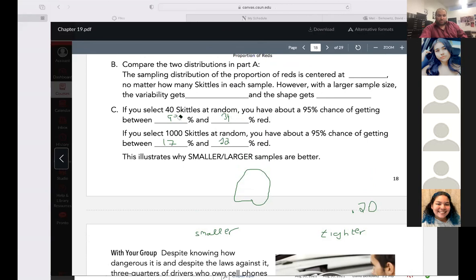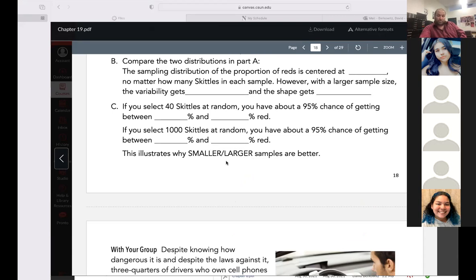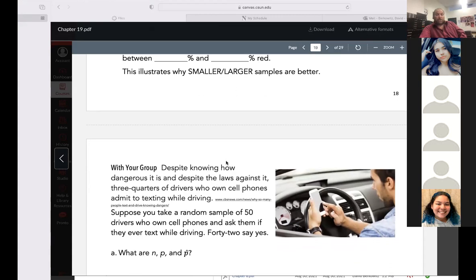That's the right stuff. So again, what do we see? We see that for the larger sample size, to get 95% of them, you don't go nearly as far. And this illustrates why, which one of these is better, smaller samples or bigger samples? Smaller or larger? Larger for sure. Larger samples are much better.